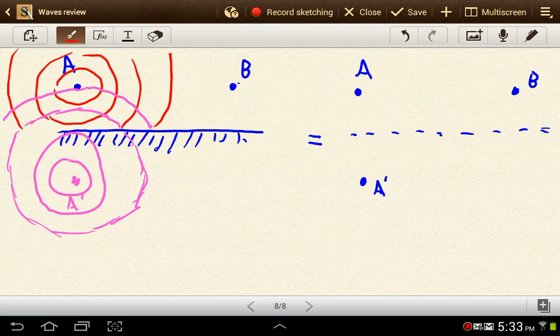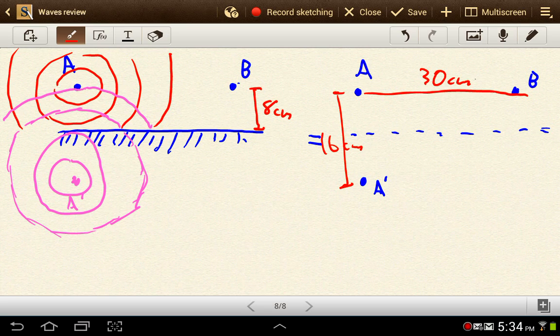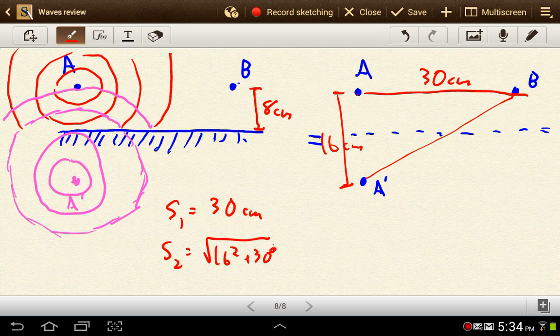And so basically, you just solve the problem as though, what did I say in the problem? There's 8 centimeters here, and then it's 30 across. So solve the problem as though you have 16 centimeters and 30 centimeters. Then S1 is 30 centimeters, the distance from A to B. And then S2 is the square root of 16 squared plus 30 squared. I don't know what that is, but you get the idea.